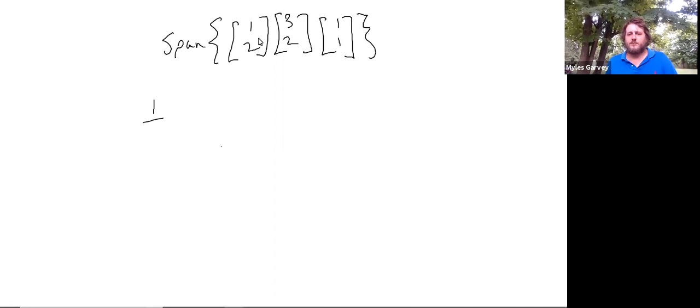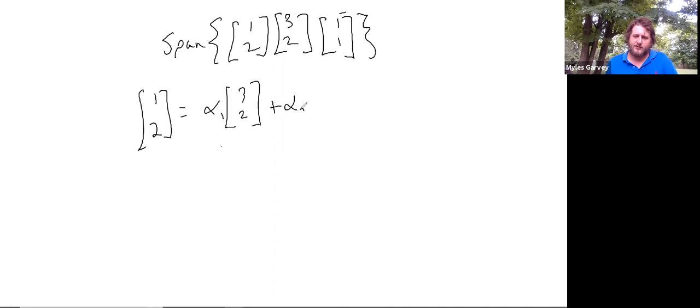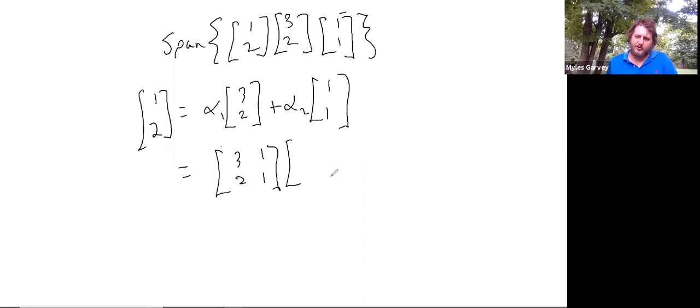So let's try to see if we can address this. We have here (1, 2). And suppose I'm curious, can I write (1, 2) as a linear combination of (3, 2) and (1, 1)? Recall, this is the same as saying the matrix [3, 2; 1, 1] multiplied by the vector (alpha 1, alpha 2). And from this, I can create what's called an augmented matrix.